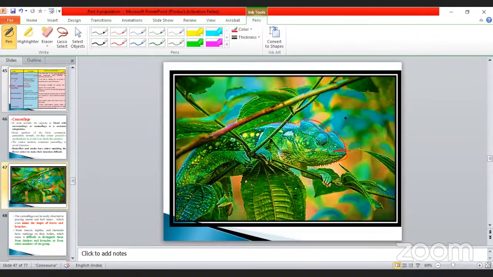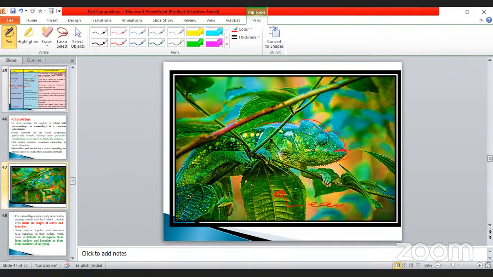The chameleon is similar to that of the leaf structure. See, this is the leaf. The leaf structure is also similar. We cannot find out which one is animal and which one is leaf, because it can change its color and adapt to the leaf color. So the prey cannot find it. Okay.